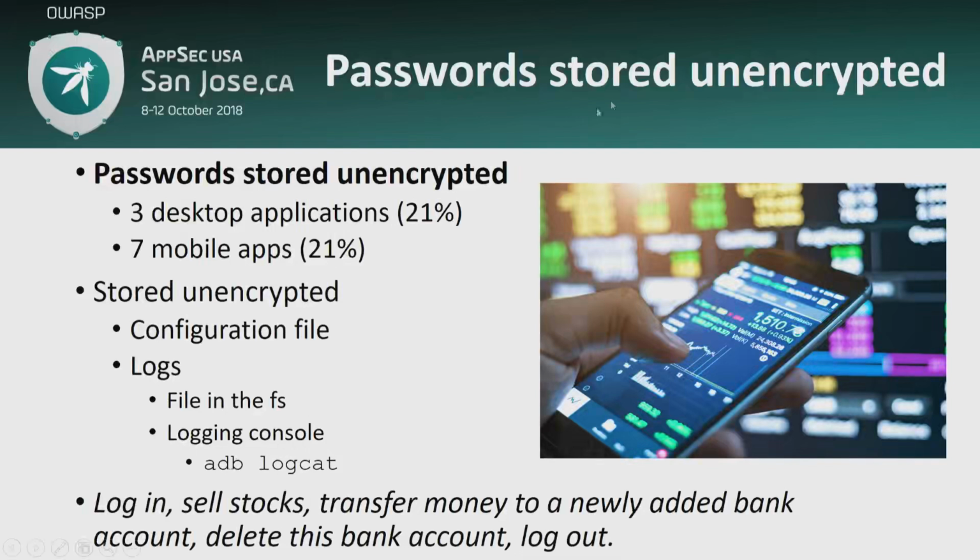So this is the importance of passwords, right? The problem is that in 21% of mobile apps, the password is stored unencrypted. And in 21% of desktop applications are unencrypted as well. As you can see, desktop applications are the most insecure ones.